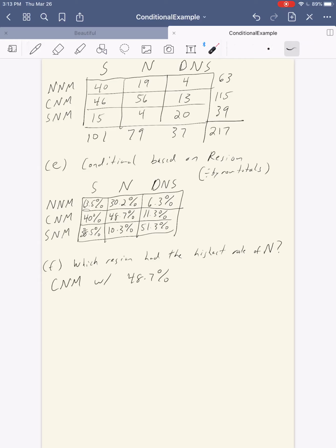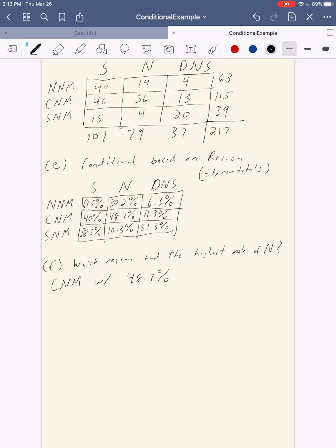48.7%. In other words, we are saying that in central New Mexico, close to 50% of all the voters reported that they were neutral about this legalization. And that was by far the highest rate. That was a higher rate than in northern New Mexico, where it was only 30% of people in that region, where in southern New Mexico, almost no one, only 10% were neutral about this idea.